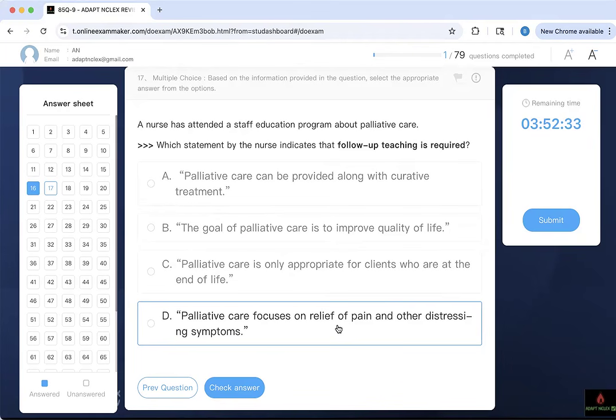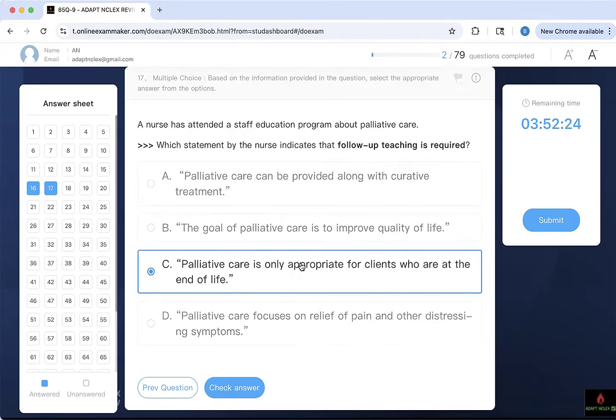Put an answer and let me know. Stop the video, think about it. I give you the concept. The right answer is what? What do you think? It is C. You can have palliative care at the beginning of your diagnosis, not only when you're about to die.